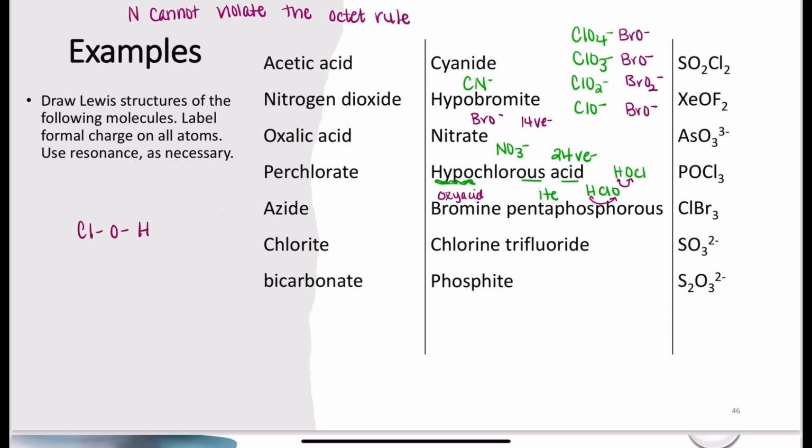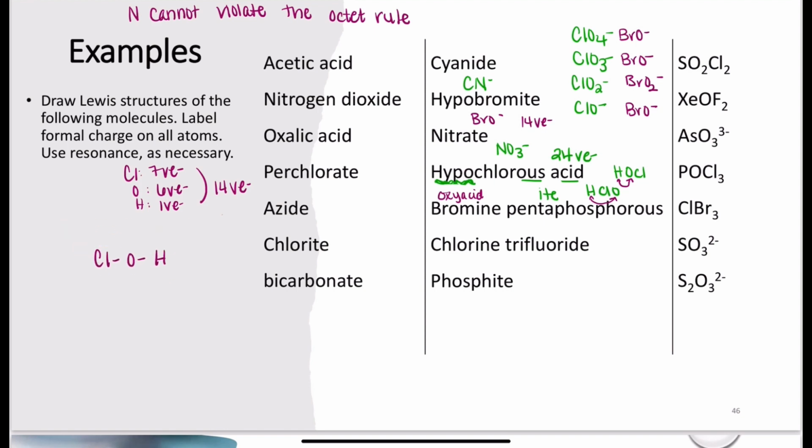ClO and H. So oxygen almost behaves as a central atom here. Let's add up what electrons you actually have here to use. Chlorine, 7 valence electrons. Oxygen, 6 valence electrons. Hydrogen, 1 valence electron. Overall, 14 valence electrons.